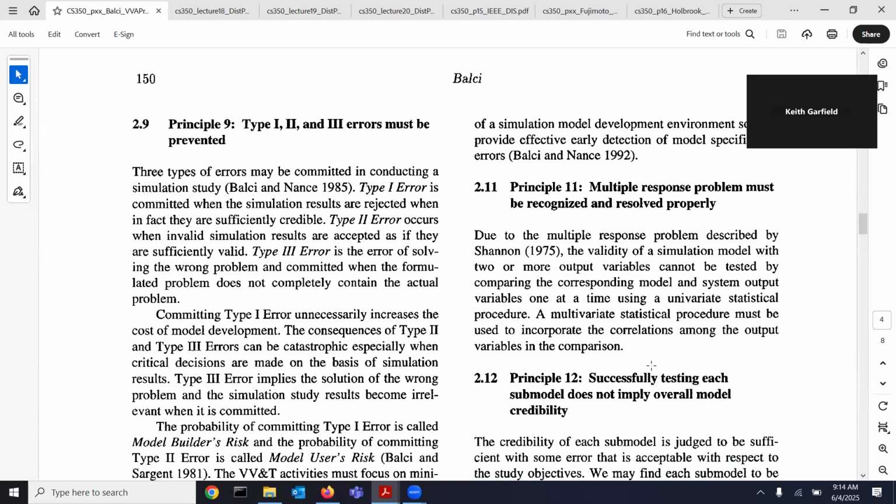Here we go. This is the stuff that I did not explain that well yesterday. This is actually not quite what was on the table. Type 1, 2, and 3 errors must be prevented. And so they define right here what these are. Type 1 error is committed when the simulation results are rejected, when in fact they are sufficiently credible. So that's what I was talking about earlier. You may find that you have a valid model, you have credible results, and you may reject them for whatever reason, but more likely somebody else will reject them. You have your simulation results, you're going to report them out to people, and they may not accept your results.